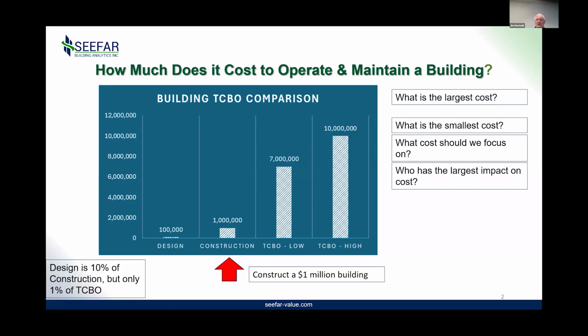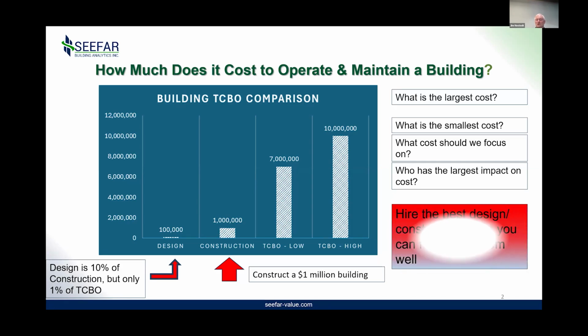But the design team is only 10% of the construction costs and only 1% of the total cost of building ownership. So there's a disconnect, where we focus on the construction cost most often and the design cost, but what we really need to do is get the design team the money and the time that they need so that they can really affect the total cost of building ownership.